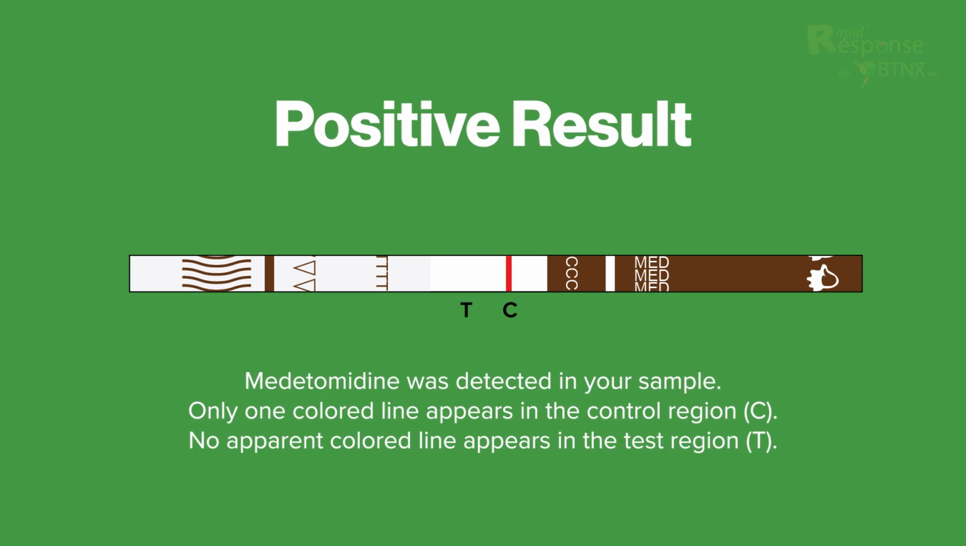Positive result: medetomidine was detected in your sample. Only one colored line appears in the control region, C. No apparent colored line appears in the test region, T.